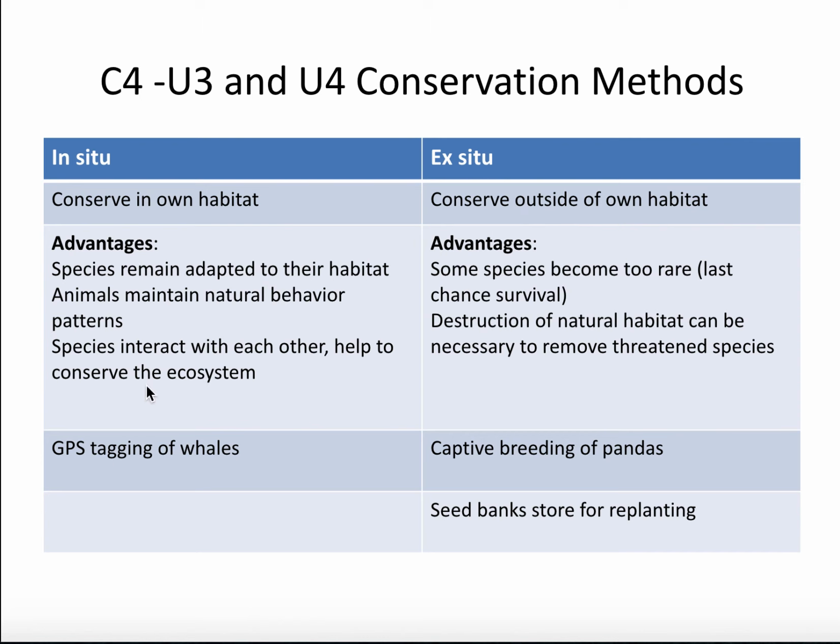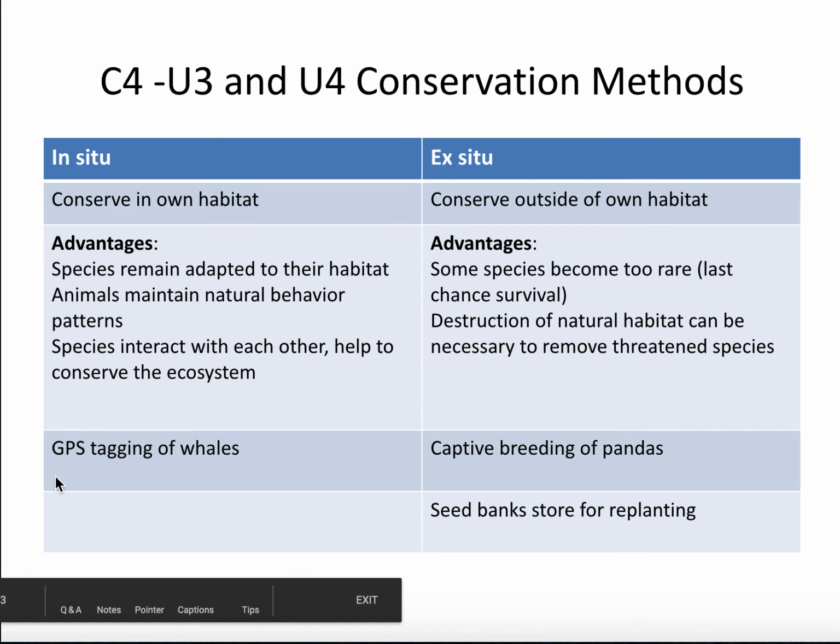The advantages of in situ are species remain adapted to their habitat, animals will maintain their natural behavior patterns, and species interact with each other, which helps conserve that ecosystem. We can keep an eye on them in this type of way by doing GPS tagging. For example, with whales we've done this, or dolphins.